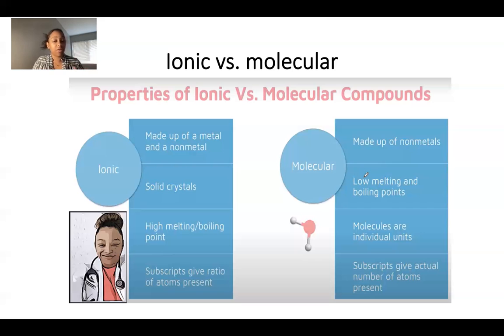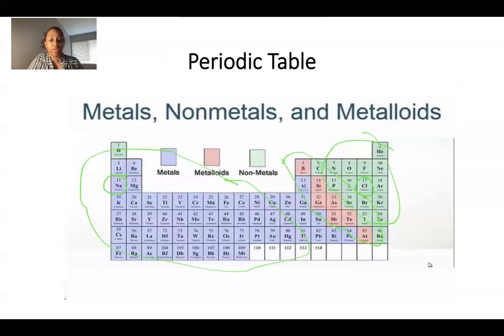And now when we're talking about molecular compounds, these are compounds that are made out of two nonmetals, right? Which means that both of them are going to come from the right side of the periodic table, right? So that's going to be your, for example, nitrogen fluoride, right?